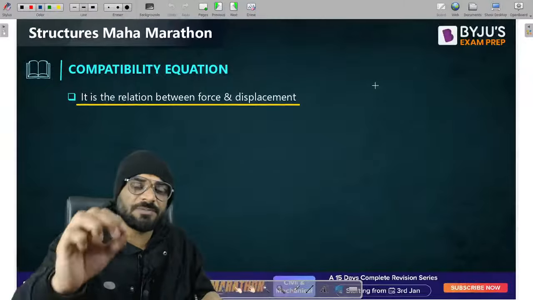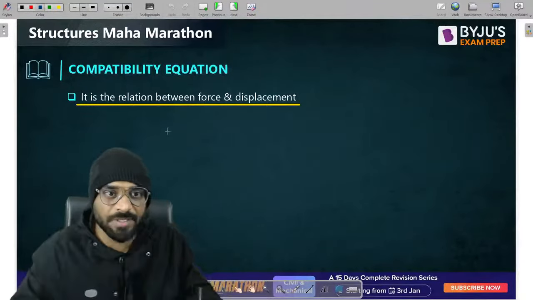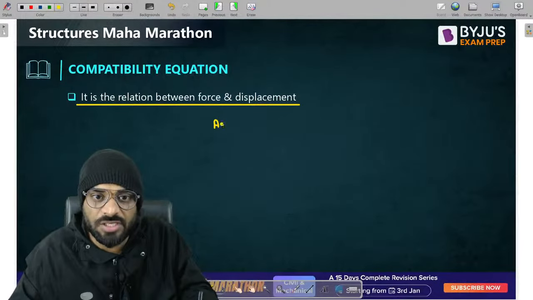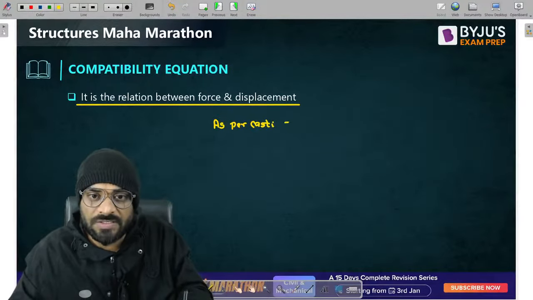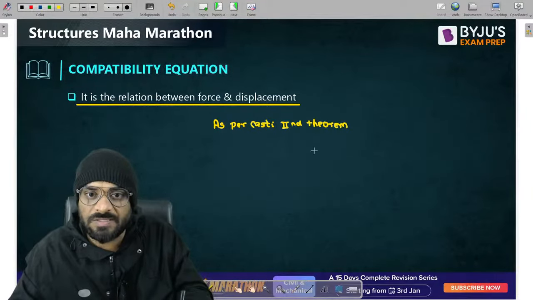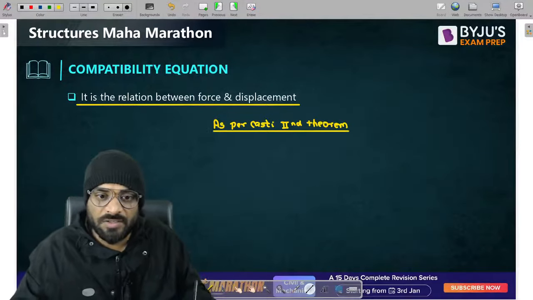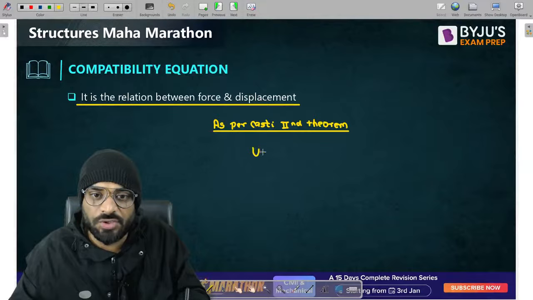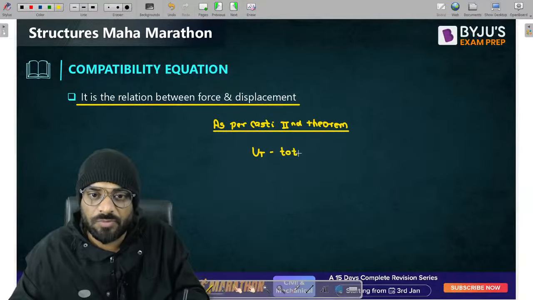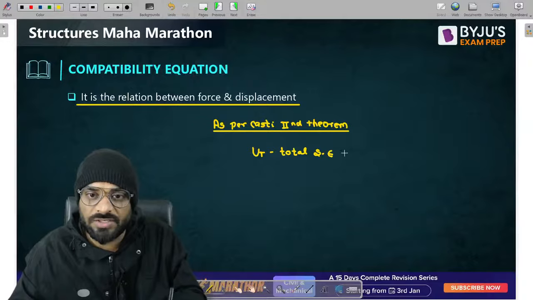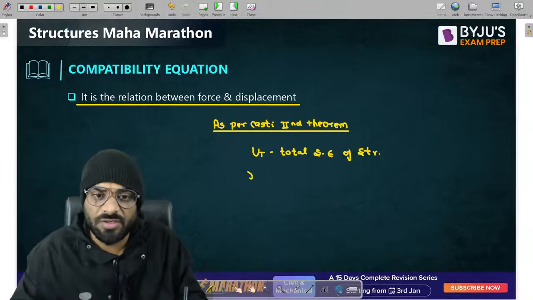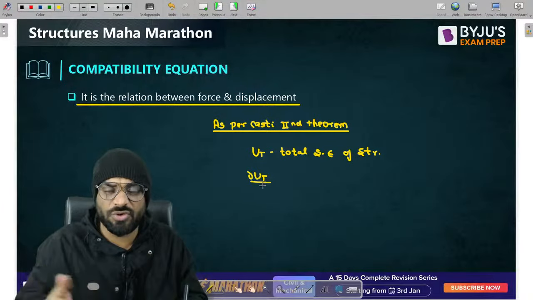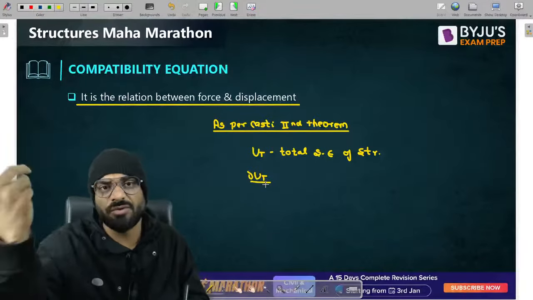Do you remember guys, as per Castigliano's second theorem, we are able to write down the compatibility equation. As per Castigliano's second theorem, first you have to find out the total strain energy of the structure. First you have to find this, then take the first partial derivative of it with respect to any force or any reaction in which direction you have to find out the displacement, right?